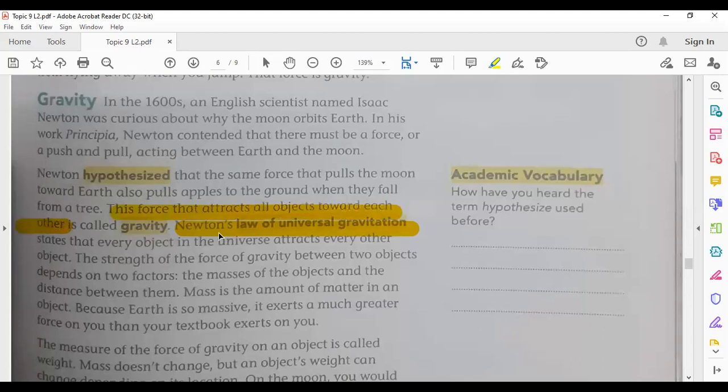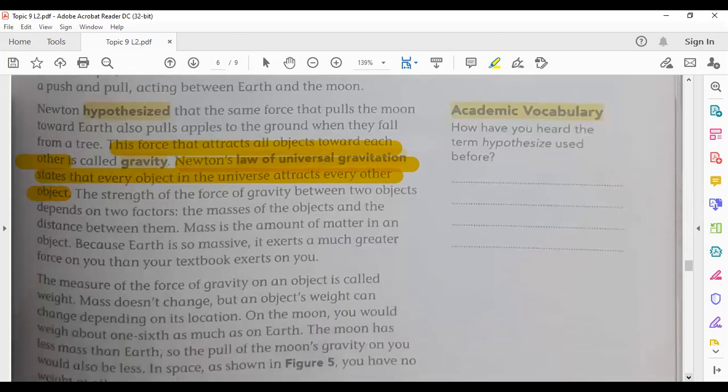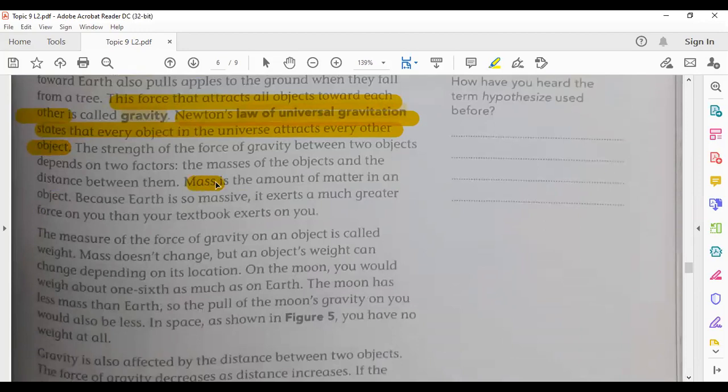Okay, this law, Newton's law of universal gravitation, is very important. It states that every object in the universe attracts every other object. Now, the force of gravity depends on two things: the mass and the distance. Where is the second factor? Okay, distance. These two things affect the force of gravity.